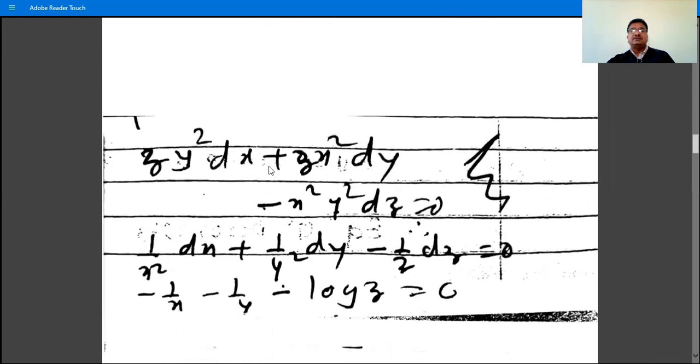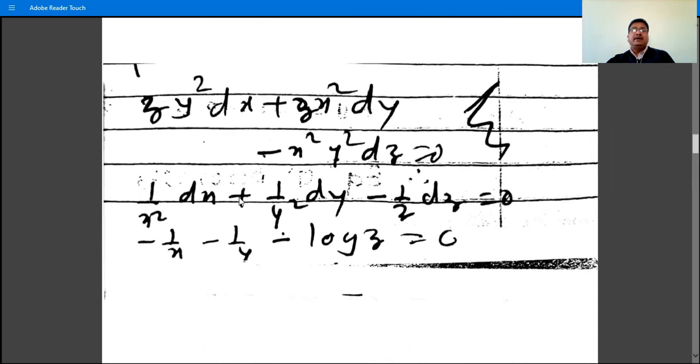So the given equation is this: z y square dx plus z x square dy minus x square y square dz is equal to 0, and then dividing by x square y square z, we have 1 by x square dx, and here is 1 by y square dy, and here we have 1 by z dz. We have this, and this is one variable separable.